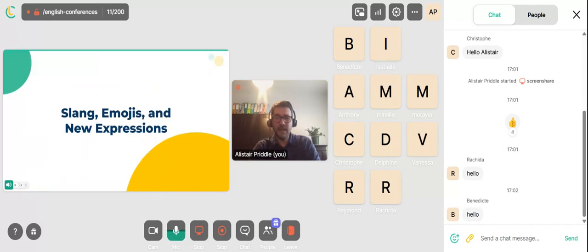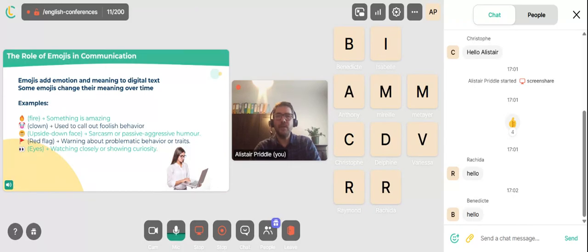Well, let's move on to the next part, which is about slang, emojis, and new expressions. So the role of emojis in communication. Emojis add emotion, of course, and meaning to digital text. Some emojis change their meaning over time. Here are some examples of emojis.